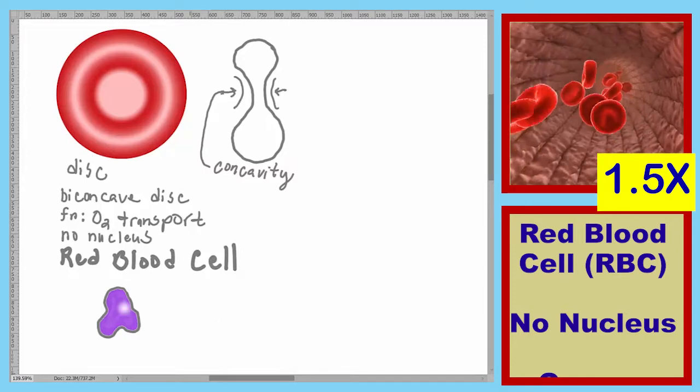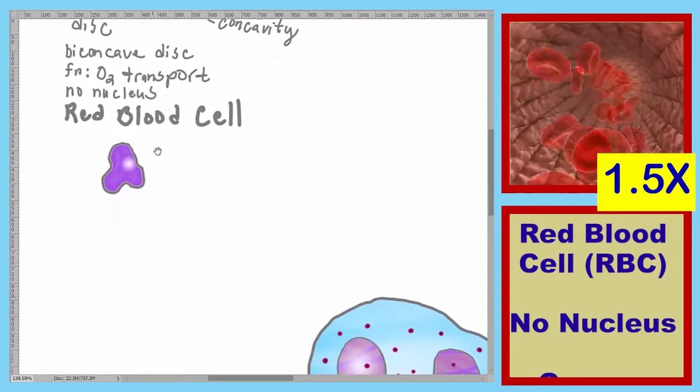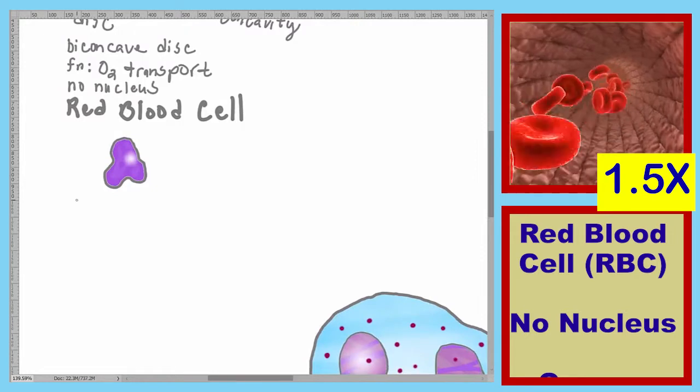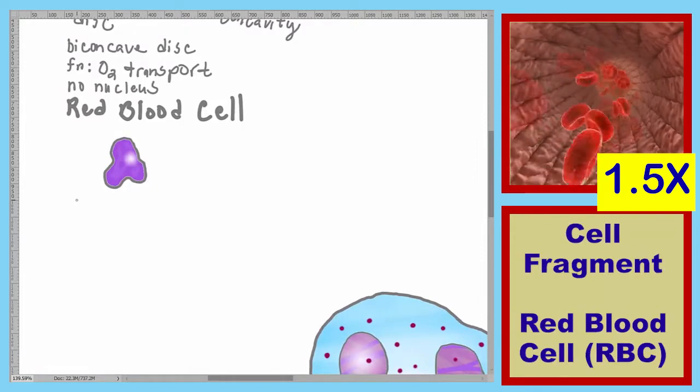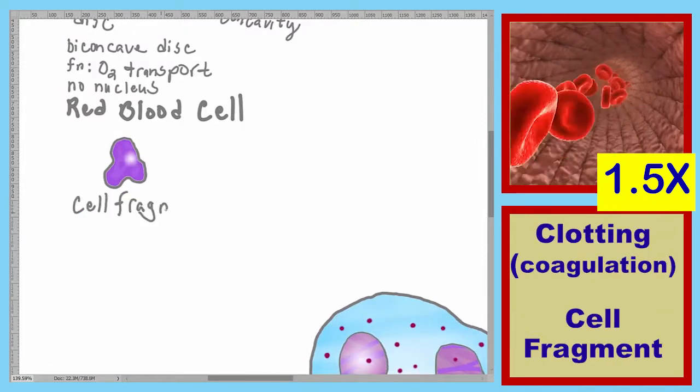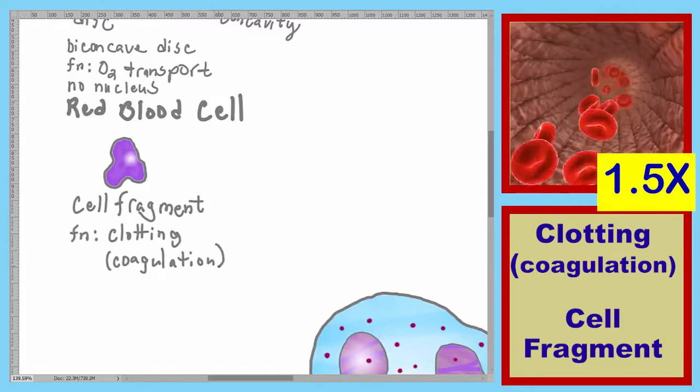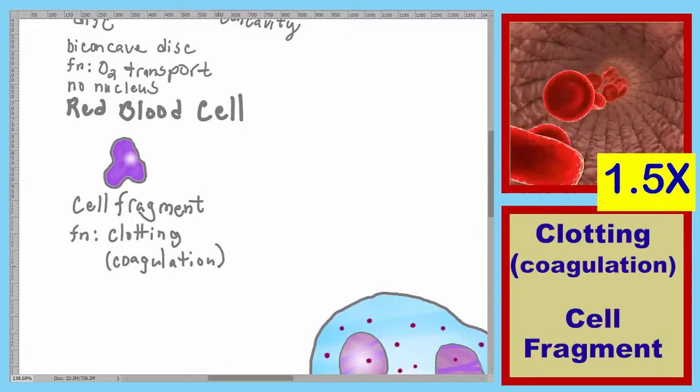Let's next describe our second formed element. This one here. This formed element is known as a cell fragment, and it's involved in clotting or coagulation. So let's indicate those here. And this formed element is a platelet. We've seen this one already.